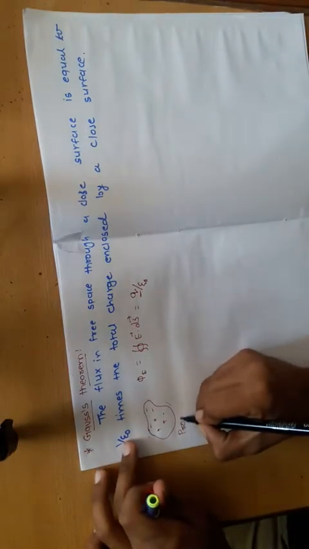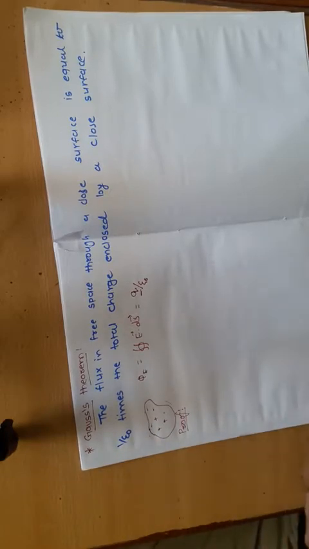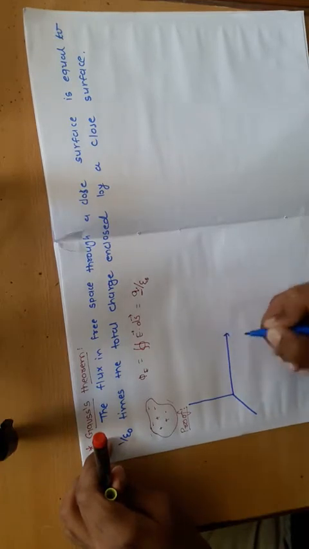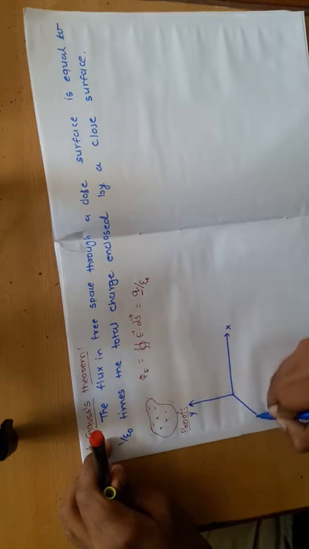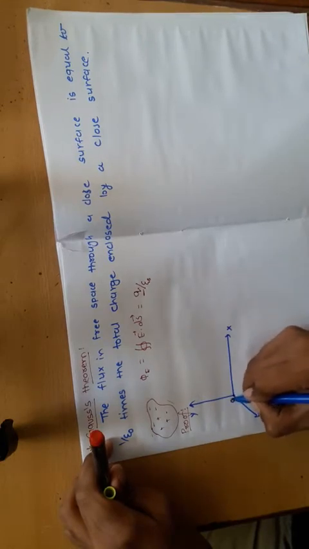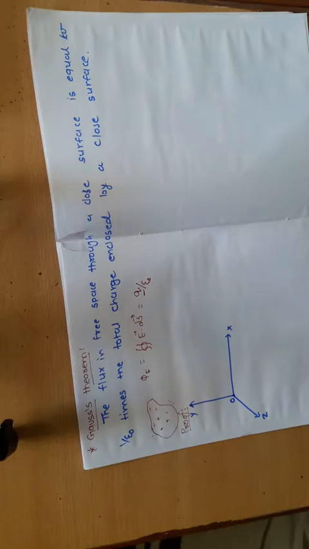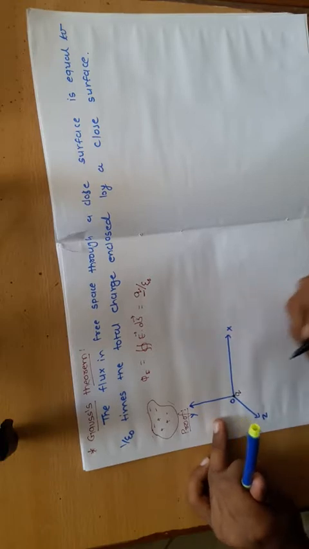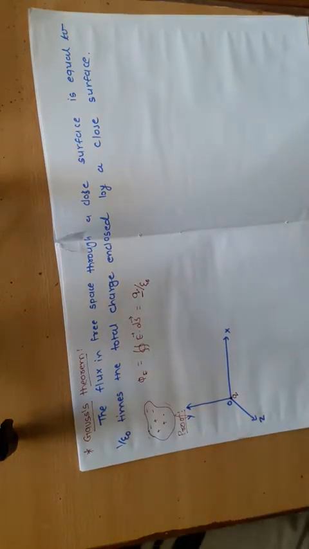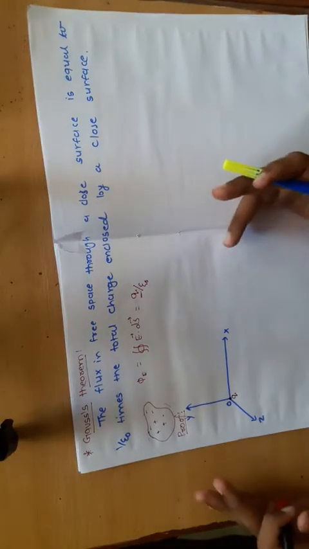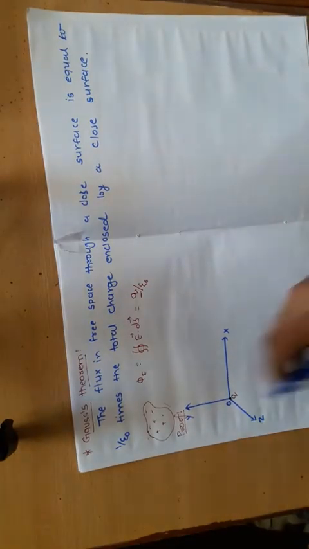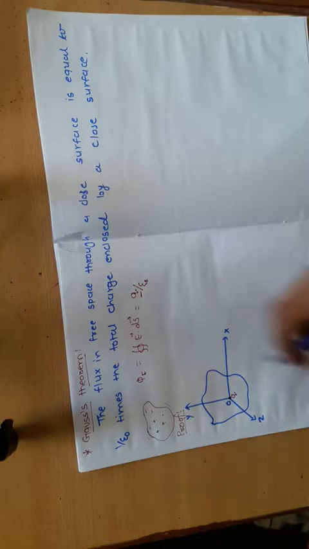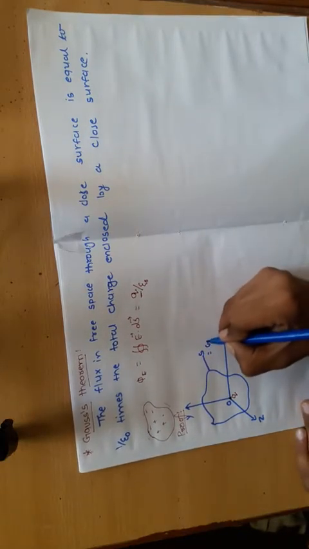How to prove? For that we will consider a three coordinate axis x, y and z. O is the origin of this coordinate axis. Now we will put one point charge Q on this origin. So there will be an electric field around this charge, and to consider it, I will draw a closed surface S, which is the Gaussian surface.